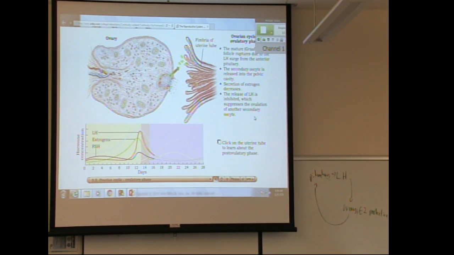So that one's pretty short, right? What causes ovulation? What's the signal? Like just a little bit of it, or? Yeah, so a whole lot of LH causes the follicle to rupture and release the oocyte into the fallopian tube.